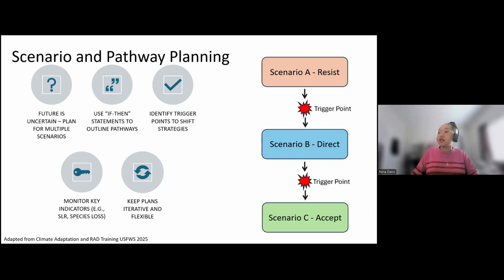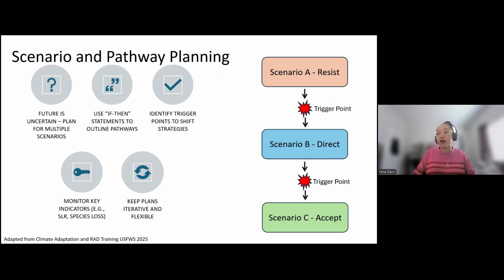So finally, let's connect RAD to scenario and pathway planning. We know the future is uncertain. So instead of trying to predict one outcome, we plan for multiple plausible futures. Scenario planning helps us explore how systems might respond under different conditions: high sea level rise, more frequent storms, slower change, and so on.